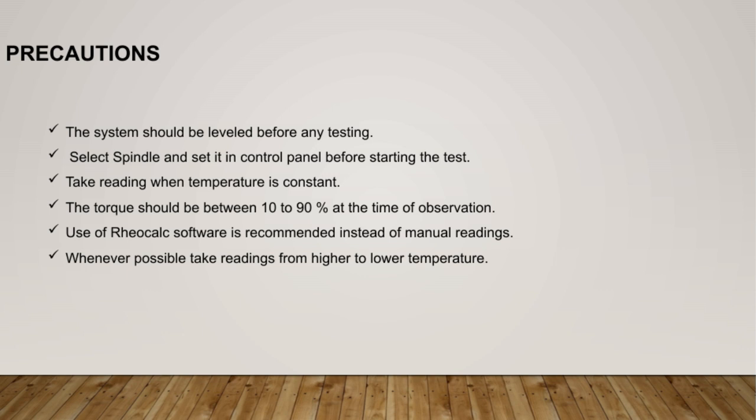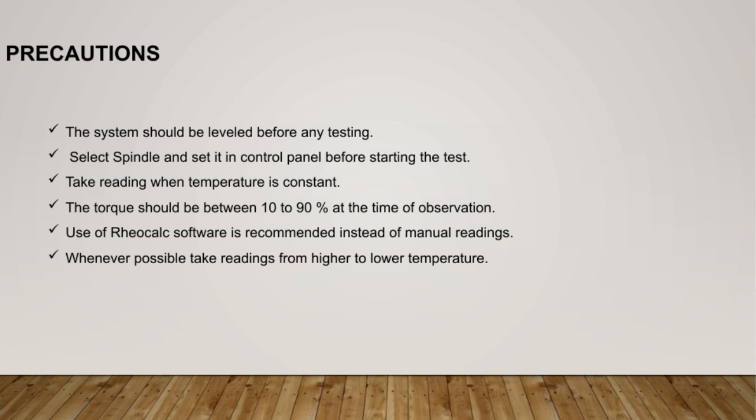When taking readings, make sure the temperature is stable and constant. This is vital because temperature fluctuations can skew your data. During observation, the torque should be within the range of 10 to 90%. Keeping it within this window ensures that the test conditions are optimal and that the results are meaningful.